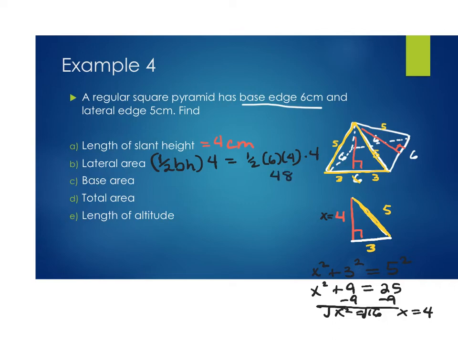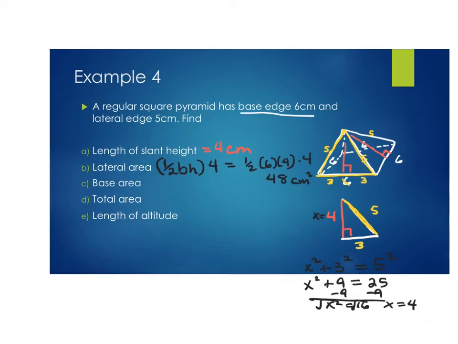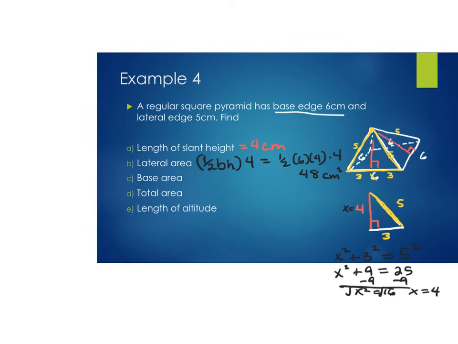So my lateral area is 48 centimeters squared. Now, keep in mind, we could have also found the lateral area by using the formula 1/2 P, perimeter, times slant height. Because the base is a square, I know that each side of my square was 6. So 6 times 4 is 24.